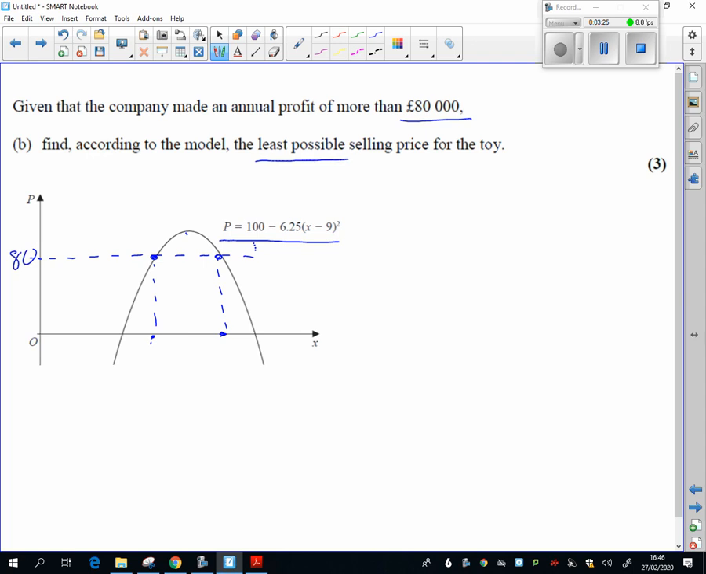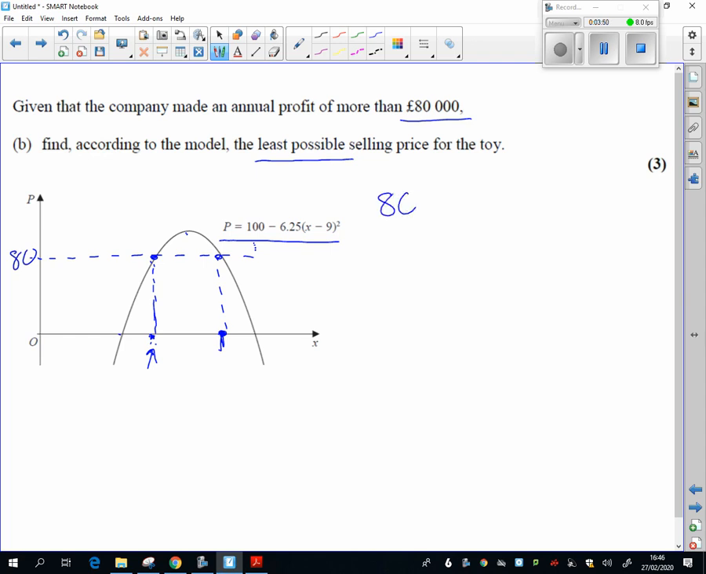They want the least possible selling price. So when I get my two values of X, it would actually be that one. Because if you think about what's happening, basically we're saying, well, if they sell it any cheaper than that, they're just not selling it for enough to make that much of a profit. And I guess what's happening here is if they sell it for any more than this price, it becomes so expensive, people are just going to stop buying it. So they'll get fewer customers. So how are we going to solve that?